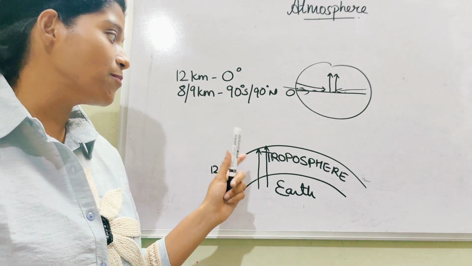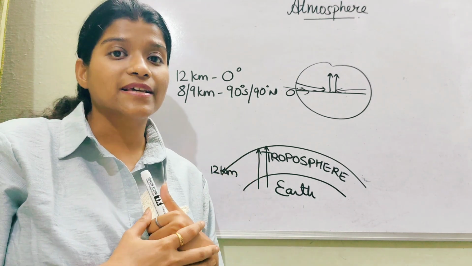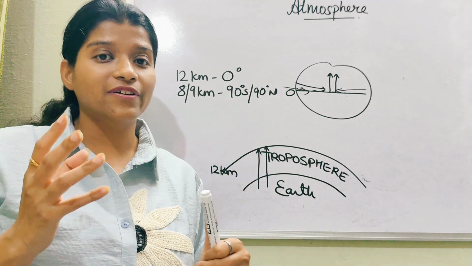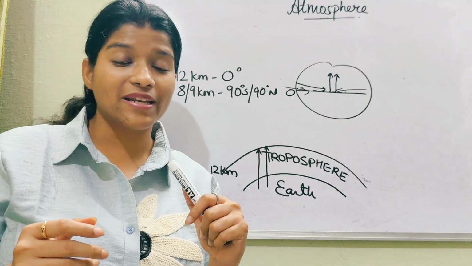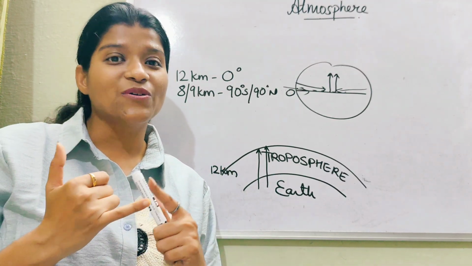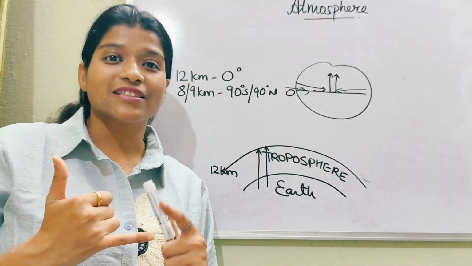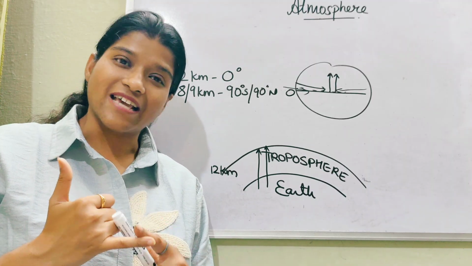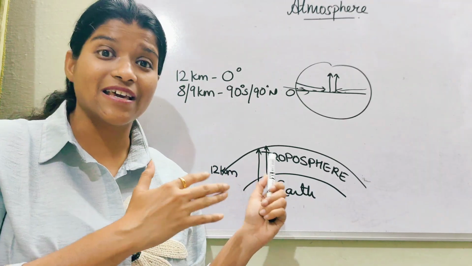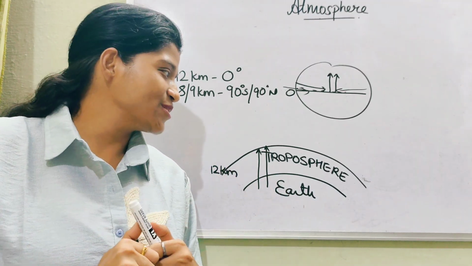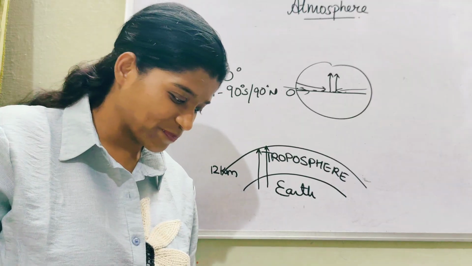Now, one more important thing about troposphere is that here all the different types of weather phenomena happen. Now, when I say weather phenomena, that means dew, frost, clouds, thunder, lightning, cyclones, different types of weather phenomena happen in this layer only. Okay, so you should remember this.